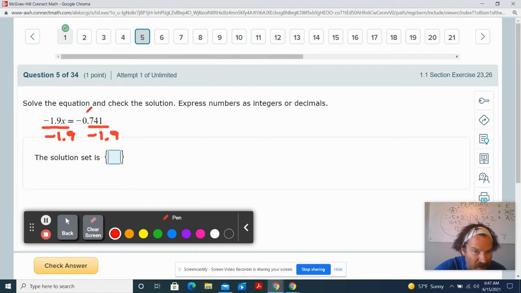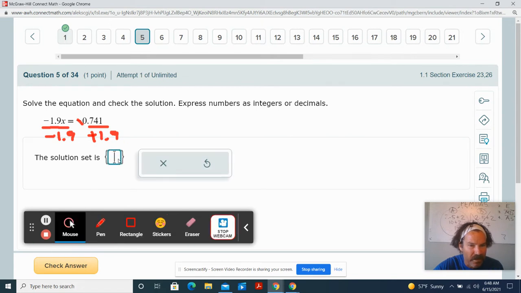For this one, the negatives actually cancel. I was using my regular cell phone calculator here. If I put in 0.741 divided by 1.9, I get 0.39. It doesn't say anything about rounding here, so 0.39 would be okay to put in. I suggest you use a calculator for the ones that have decimals.